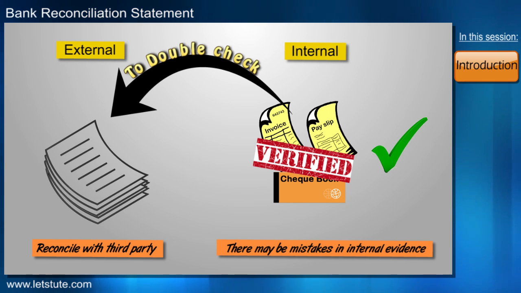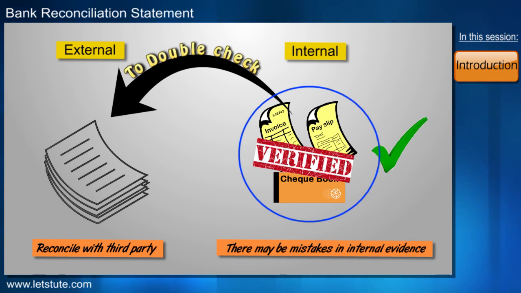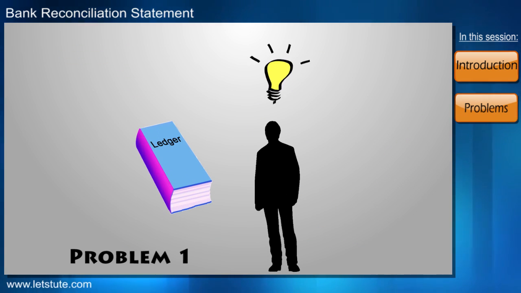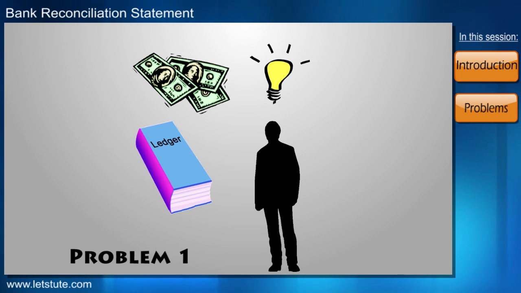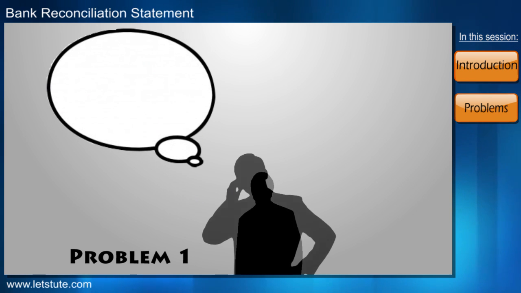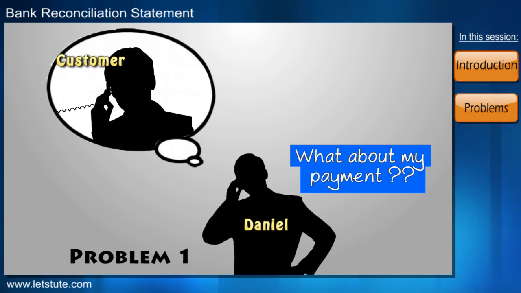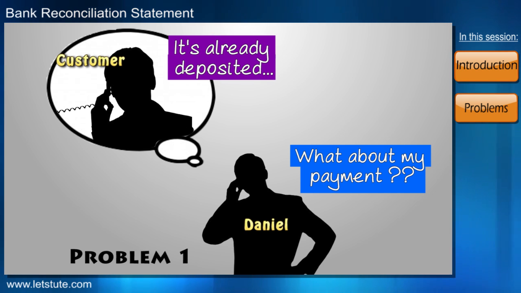Let me tell you some problems that our friend Daniel faced this month with his bank-related records even when he checked all his internal evidences. He was checking his bank ledger account and he remembered that he was to receive a certain amount from a customer. But it has still not been received. So he called this customer and reminded him for payment. But he said they had already deposited the amount in Daniel's bank account.